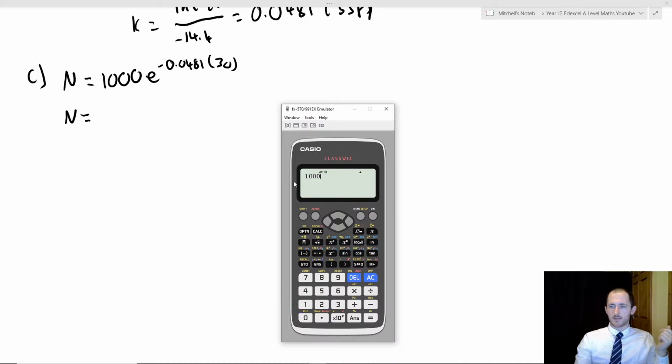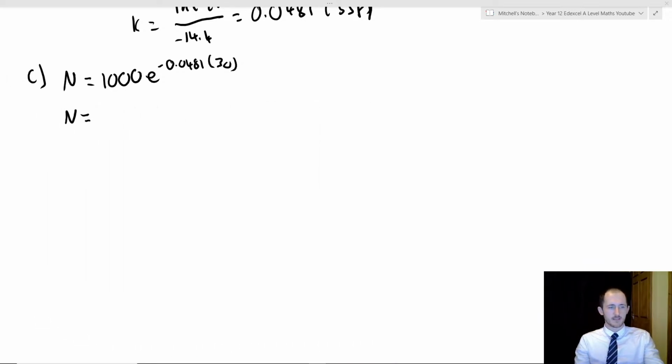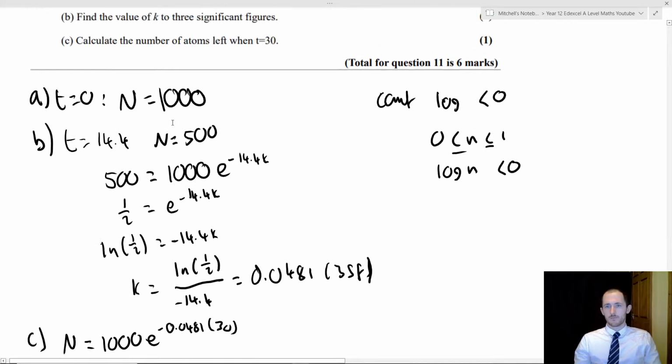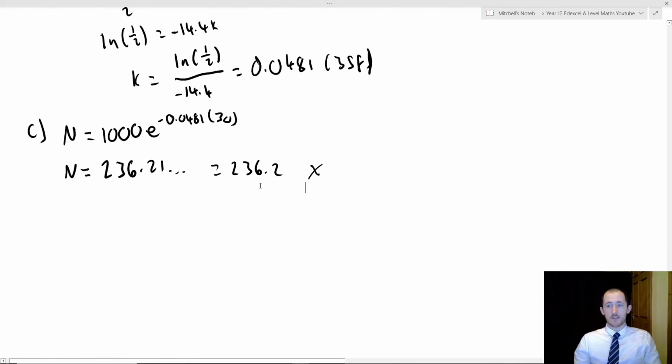So we have 1000, and then we have shift e to the minus 0.0481, open bracket 30, close bracket, 236. Some students actually would leave this as 236.2. How many atoms are left? Can you have 0.2 of an atom? Nope. So it's 236 atoms.